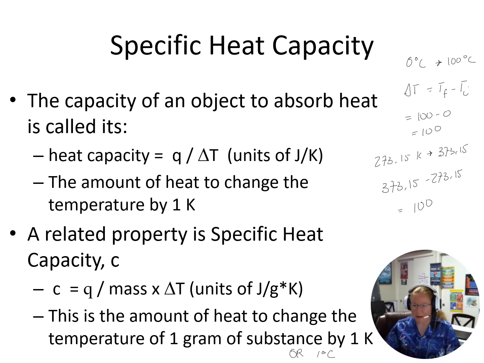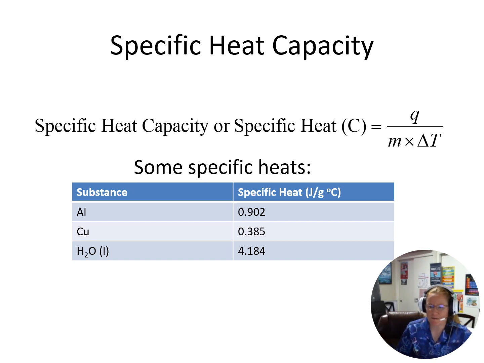So sometimes you'll see these specific heat capacities in joules per gram degree Celsius. Other times you'll see them in joules per gram Kelvin. Kelvin, Celsius, because it's delta T, they end up working out the same, okay? So here's some specific heat capacities. All right, so we've got aluminum, copper, and water.